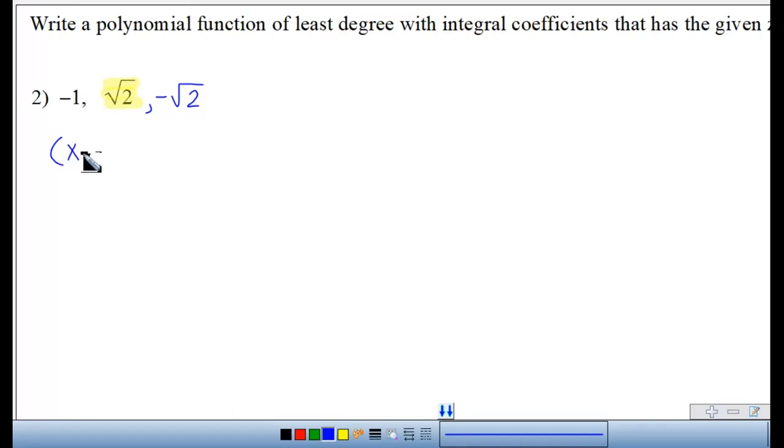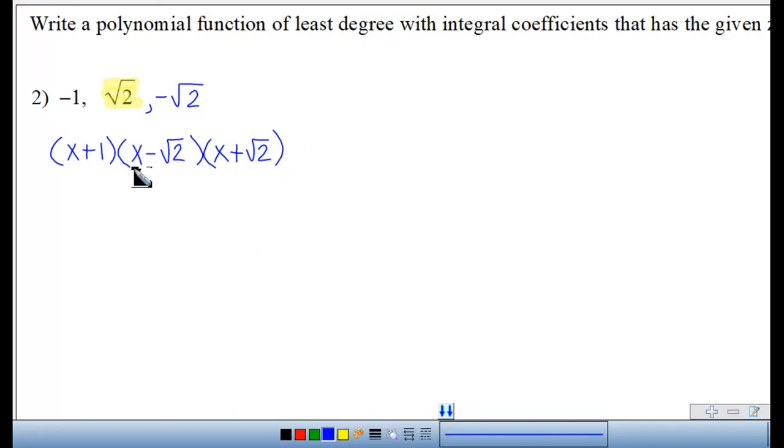If I put x minus in front of a negative 1, that double negative will become a positive. Then I'm going to have x minus the square root of 2. And in this final one, again, I have a double negative. X minus a negative square root of 2 will be x plus the square root of 2.